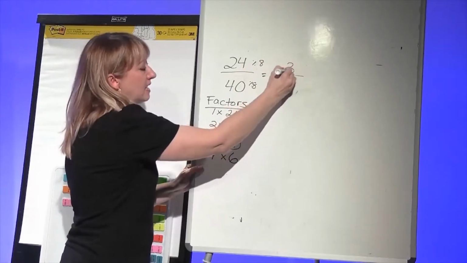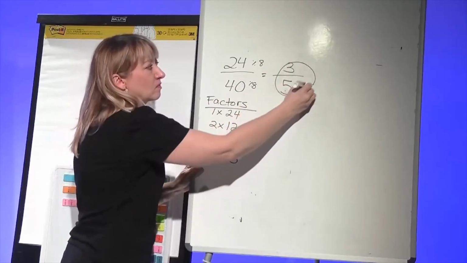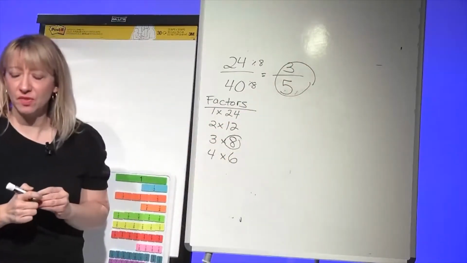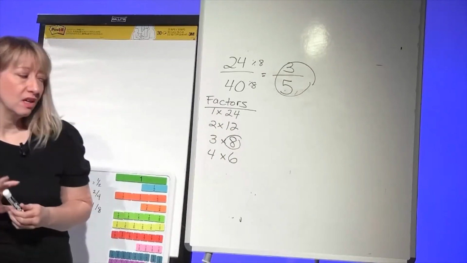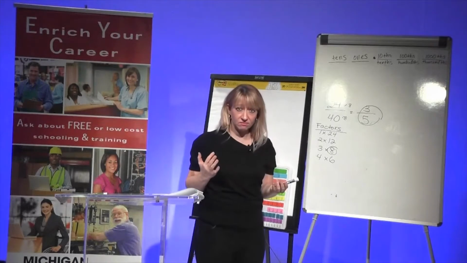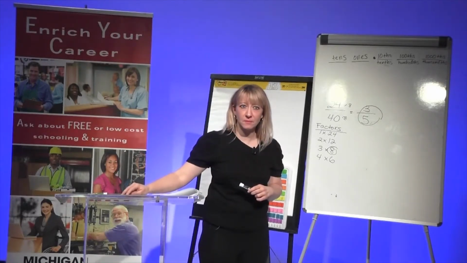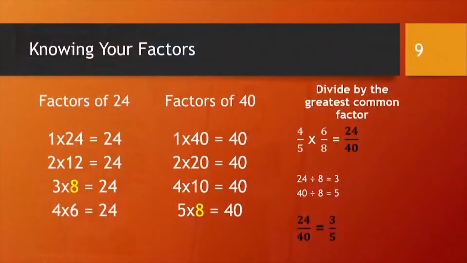24 divided by 8, I know is 3. 40 divided by 8 is 5. So that would be 3/5. So again, you always want to make sure you see if you can reduce or not. And this is just an example of writing out all the factors.